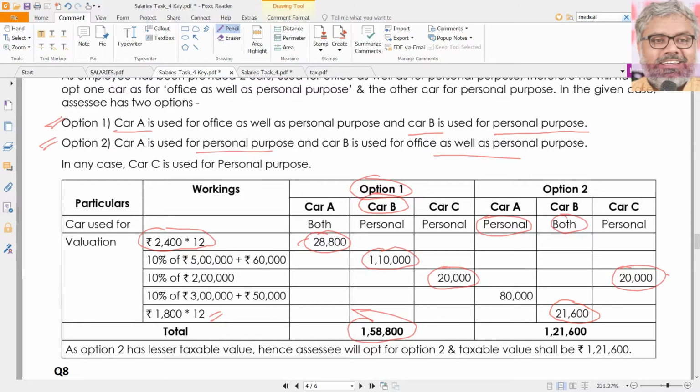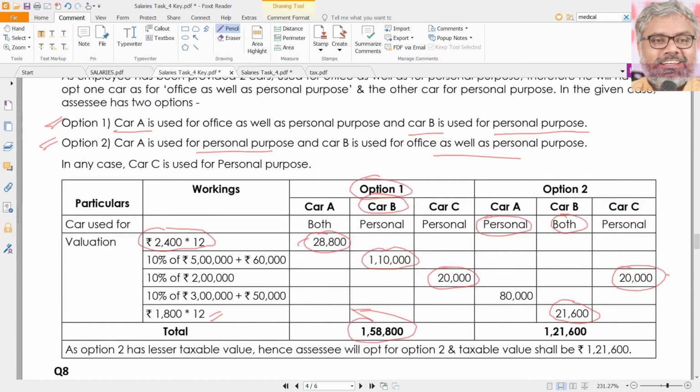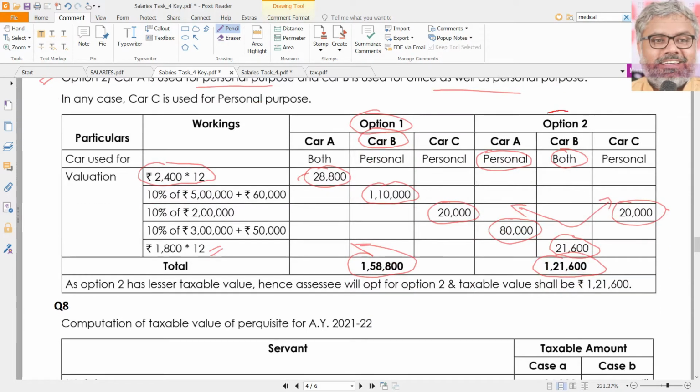Then for A, since it is deemed to be used for personal purposes, it has to be taken on the basis of actuals. Actuals for A are what? 30,000 plus 50,000, 80,000 will be taken. So now in this case, adding the three different amounts, the total of the perquisite is coming to be 1,21,600. So which is beneficial to the SSC? Option 2 is beneficial to the SSC.